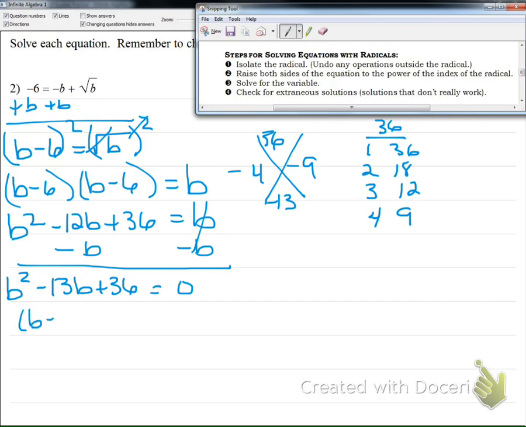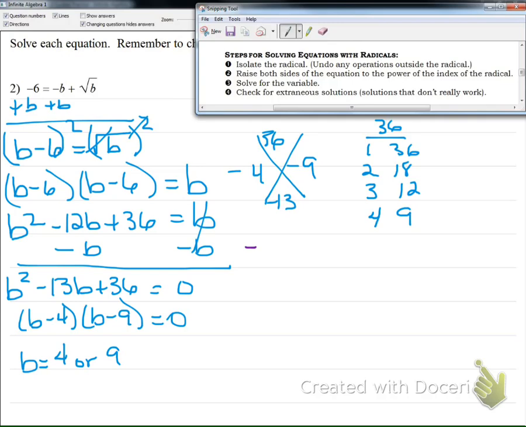So we can write b minus 4 times b minus 9 and set it equal to 0. Therefore b is equal to, if you set each one equal to 0 and solve them, you should get positive 4 or positive 9. They're just the opposite of the root of the zeros. And those are the zeros. Whenever a question asks you what are the zeros of an equation, they just want to know the solutions. Like I said before, it just means the same thing.